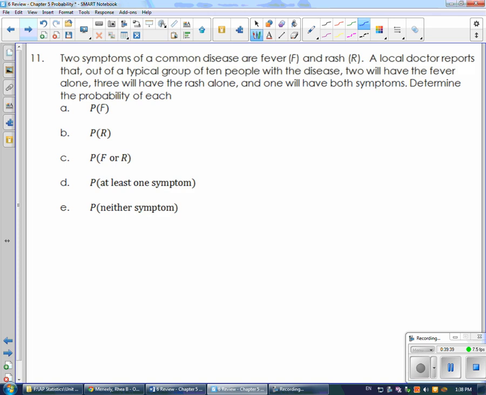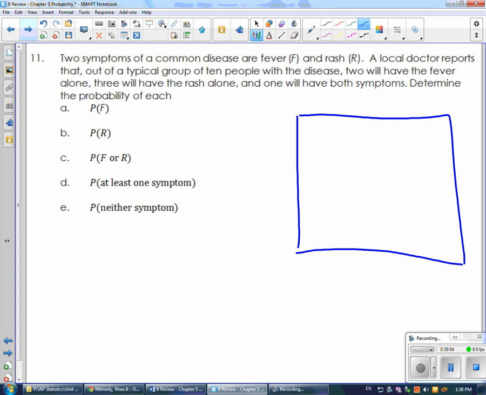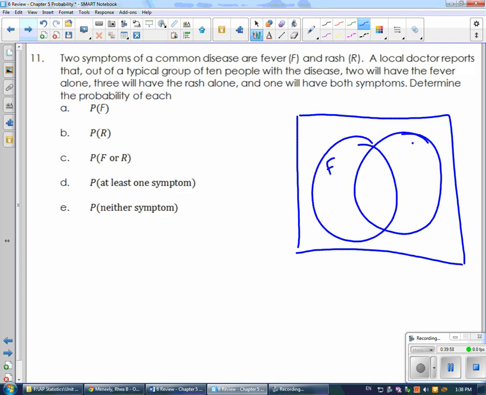In this situation, we're dealing with a fever and a rash. They're very similar. It's not a sequence of events. It's not like one is happening and then the other is happening. They both could occur at the same time. So in this case, a Venn diagram is going to make the most sense. So we've got fever and we've got rash.